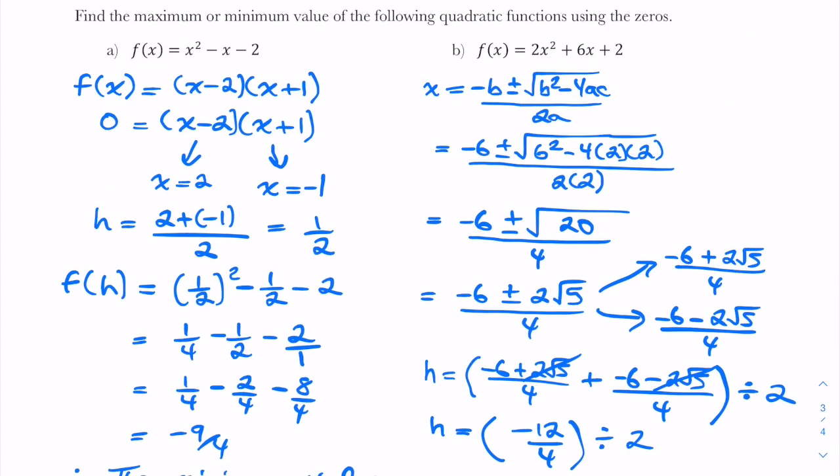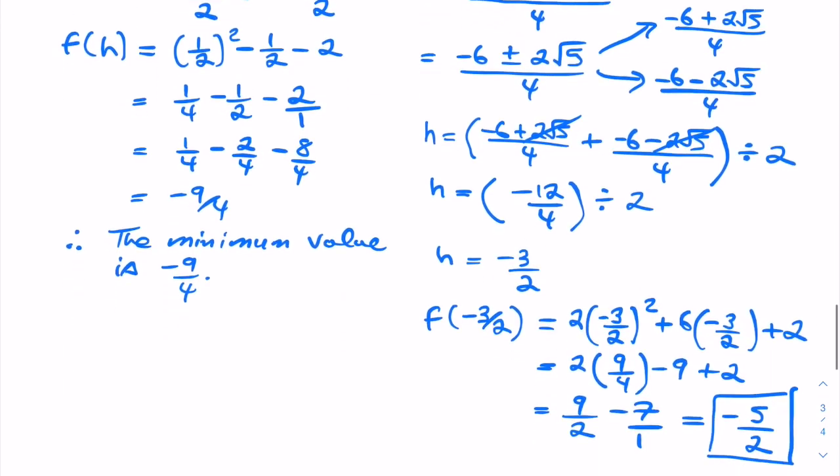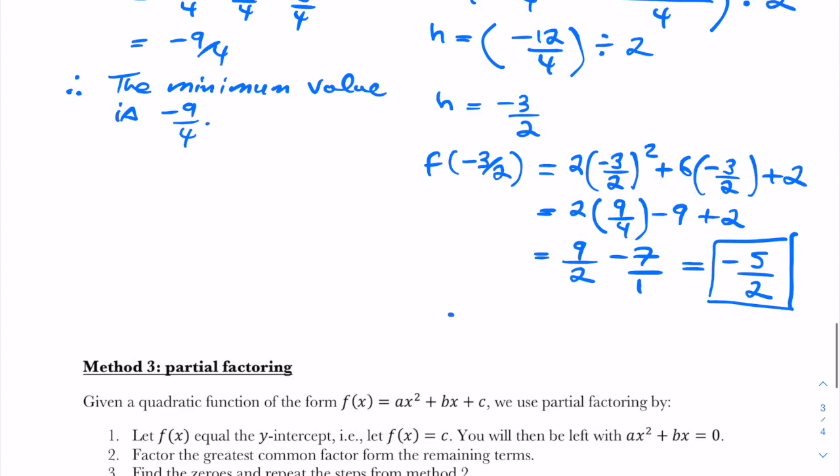Please recognize that you have an a value of 2. That's positive, so the parabola opens upwards. That suggests we have a minimum value. So therefore, the minimum value is negative 5 over 2.